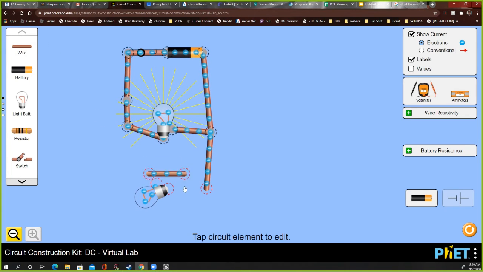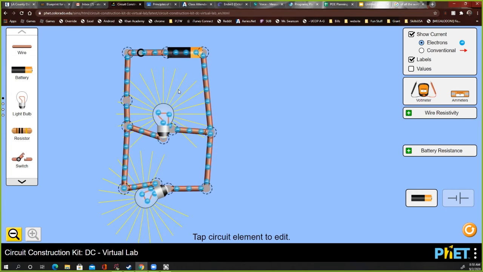And then I'm going to put this wire here. And then I'm going to put this wire here. And then I'm going to put another wire here. I could just put this wire right there, but I'm trying to make it look more like my drawing, you know? There we go.